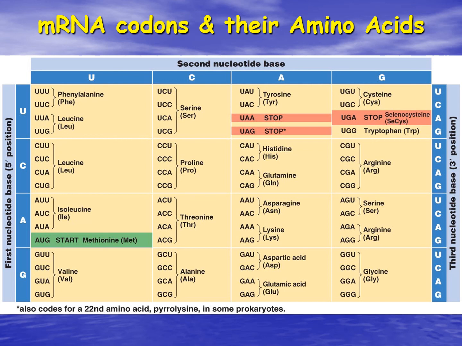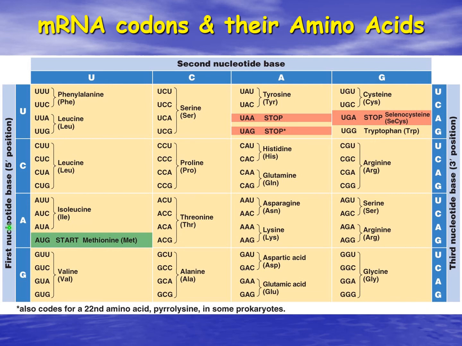And this table is a messenger RNA codon table that contains the codes for the 20 amino acids. Now, in some prokaryotic cells, they have a 21st and a 22nd amino acid, but for our benefit we're just going to say there are 20 amino acids. So, to read this chart, if you've never read one, the first nucleotide base is read over here on the left side. The second nucleotide base in the codon is read on the top, and the third is read over here.